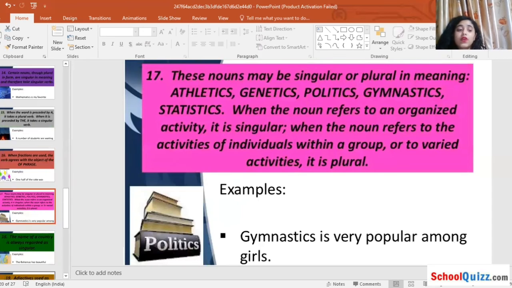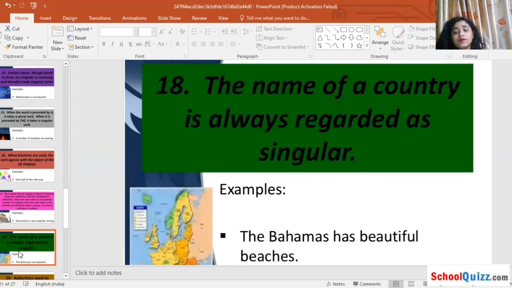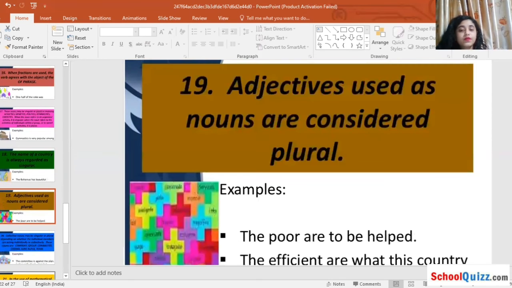The nouns may be singular or plural in meaning: aesthetics, genetics, politics, gymnastics, statistics. When the noun refers to an organized activity, it is singular. When a noun refers to the activity of individuals within a group or to varied activities, it is plural. The name of a country is always regarded as singular. Plural nouns used as names are considered plural.